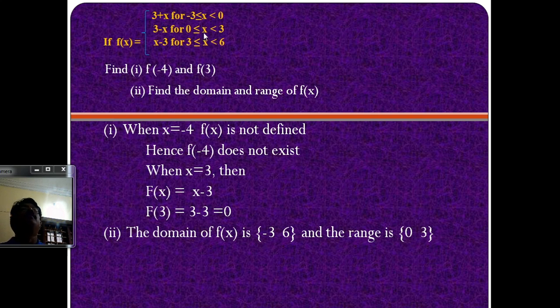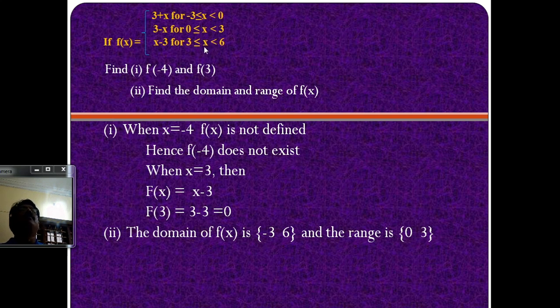But when the domain is from 0 to less than 3, so if the value is in between 0 and 2, then you will have to apply the function 3 minus x. f of x is equal to 3 minus x if the domain values for x are in between 0 and 3. Less than 3 means up to 2, not 3.